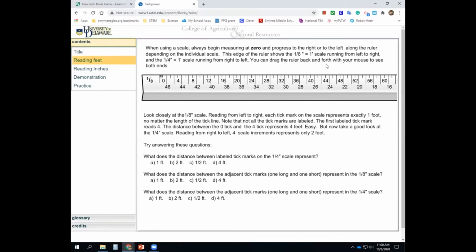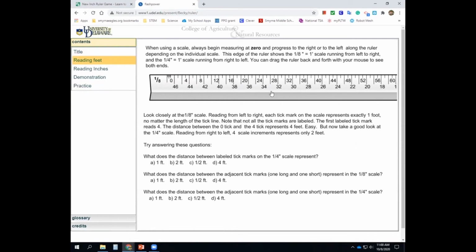You can drag the ruler back and forth with your mouse to see both ends. So here we go. Here's the 1/4 scale. Here's the 1/8 scale. 1/4 scale, 1/8 scale. Okay? Checking things out here. Yeah, okay.